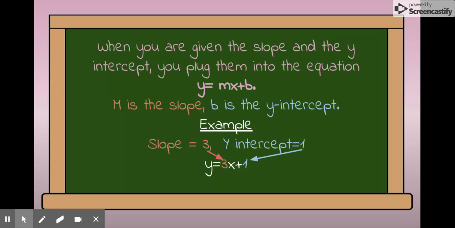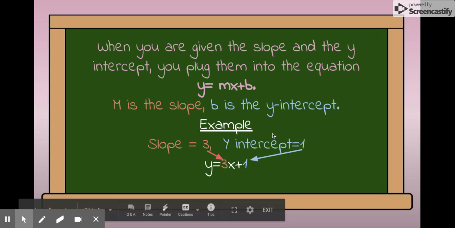Here's an example. Sometimes you're given a question where you're given the slope and the y-intercept and you're told to make an equation. Here the slope is 3 and the y-intercept is 1. Y equals, we plug in the 3 for the slope, 3x plus 1. Notice where the m would be, you put the slope, so y equals 3x, and then where your b would be, you put in the y-intercept, so 1. And our equation is y equals 3x plus 1.